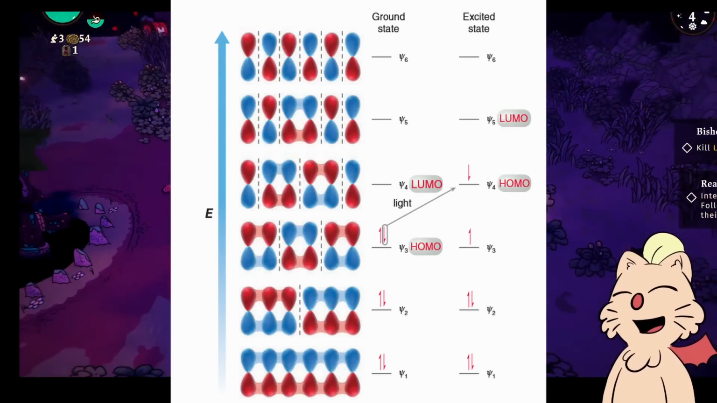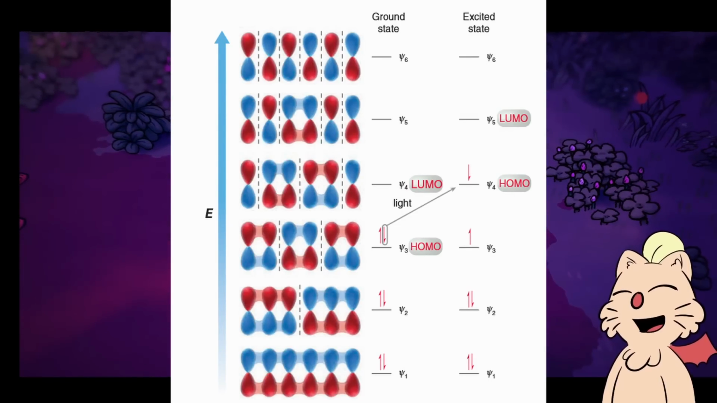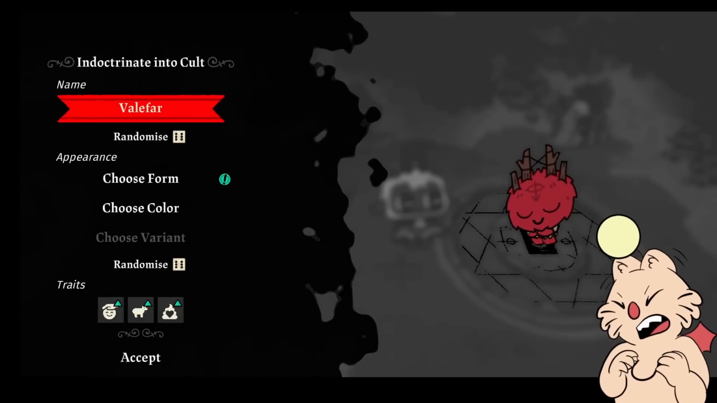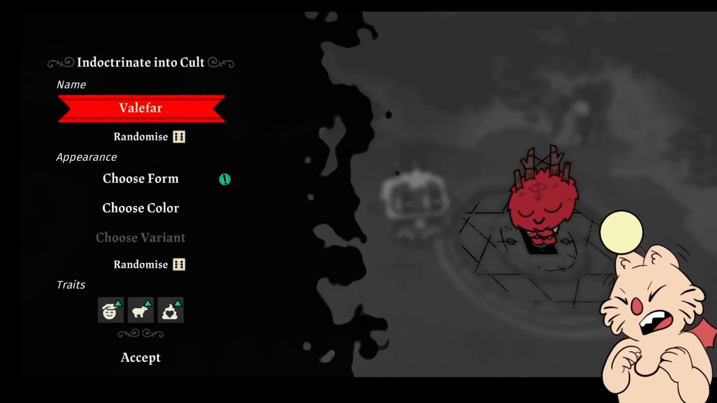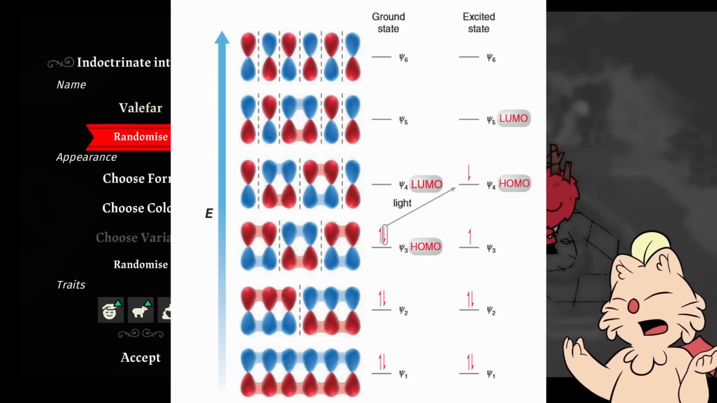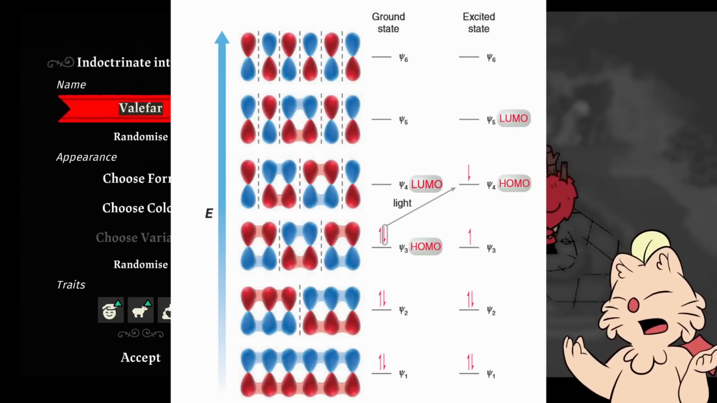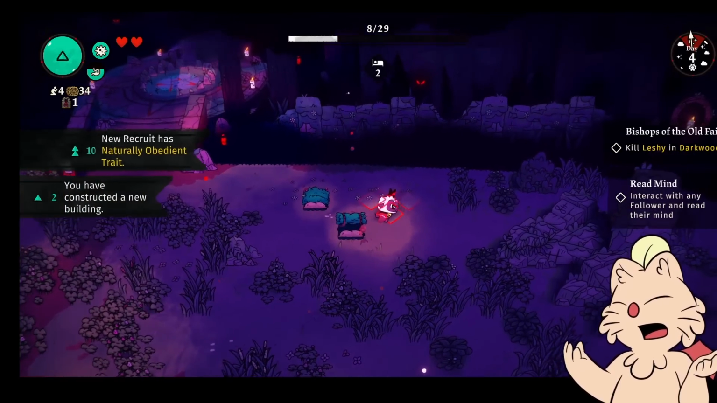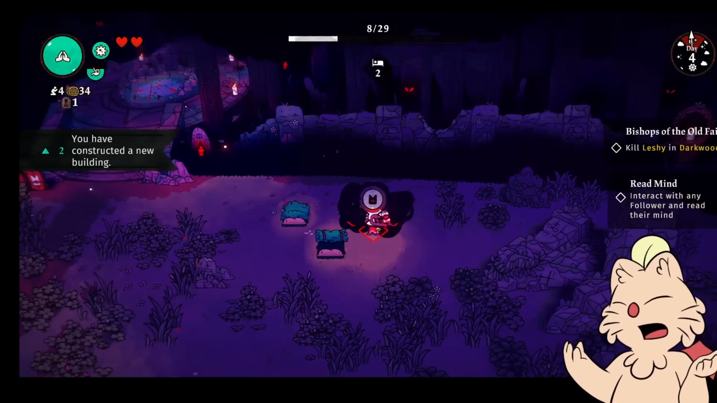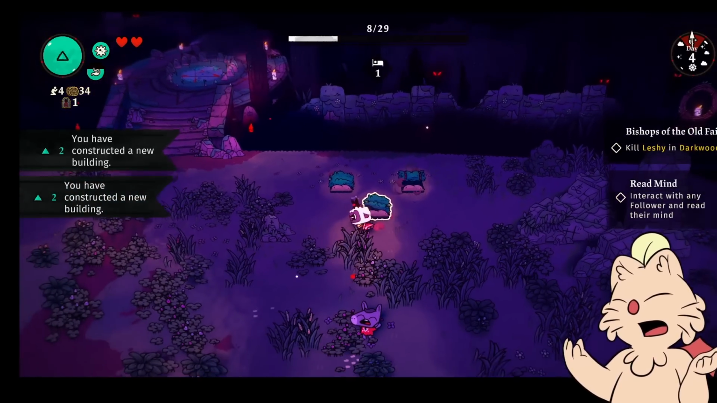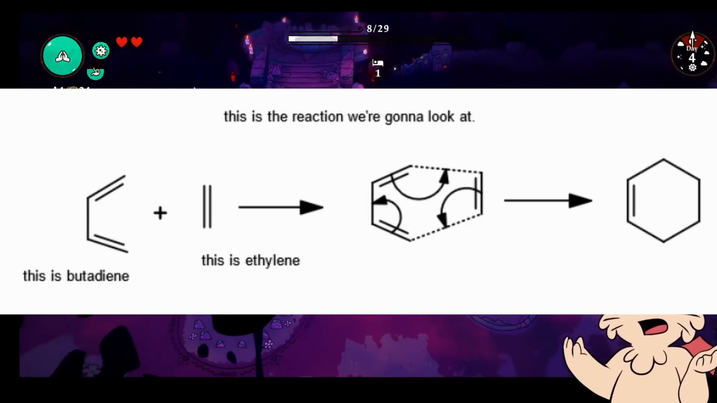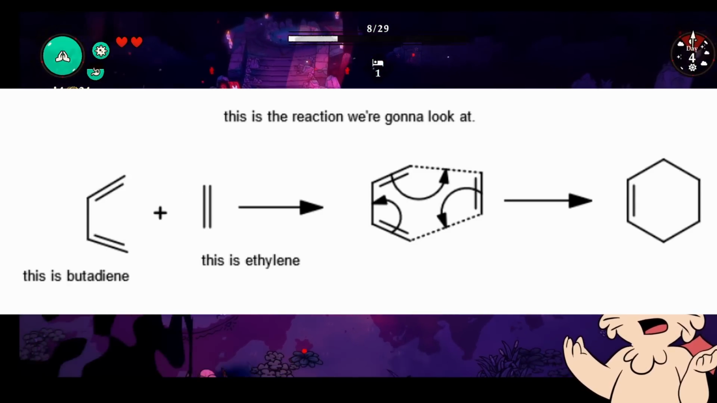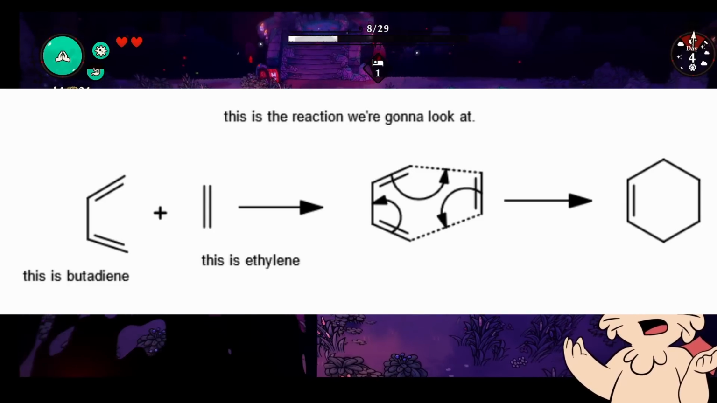That is called the highest occupied molecular orbital, or the HOMO for short. And no jokes. No HOMO jokes. The one directly above that is called the lowest unoccupied molecular orbital, or the LUMO for short. So this textbook, which I think is by Klein, has a really good example for something called a pericyclic reaction, which is very easily explained by molecular orbital theory. I'll put an image of it on screen, don't worry.